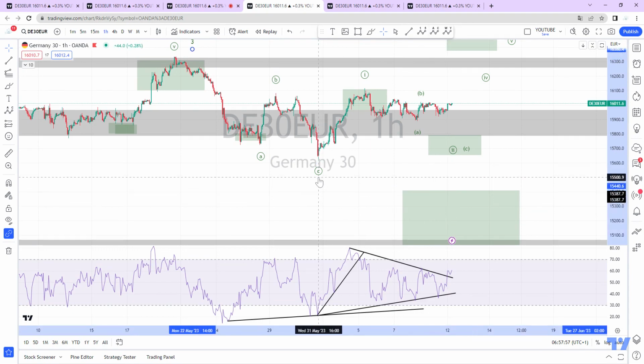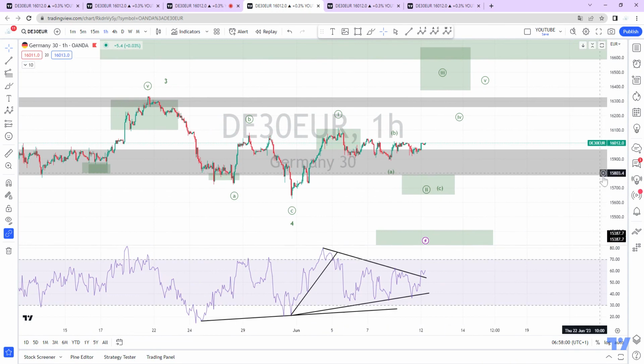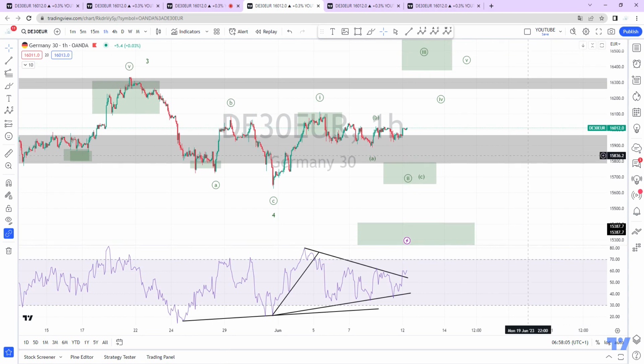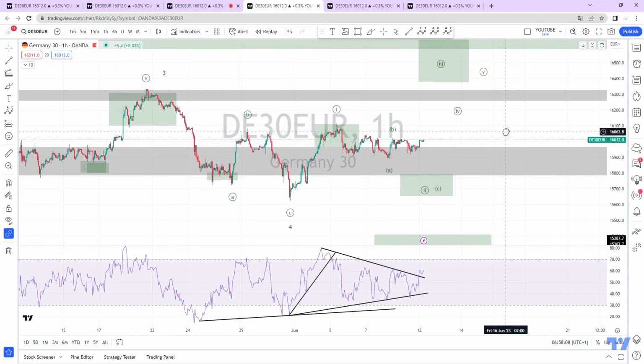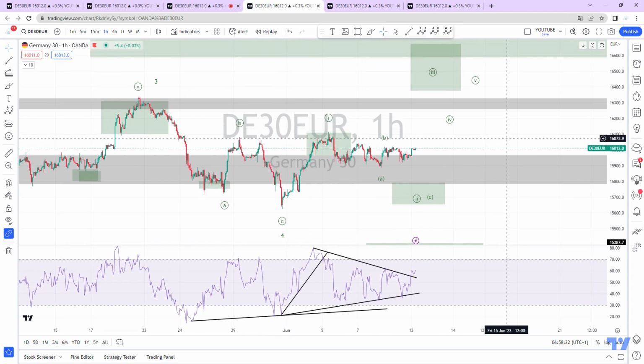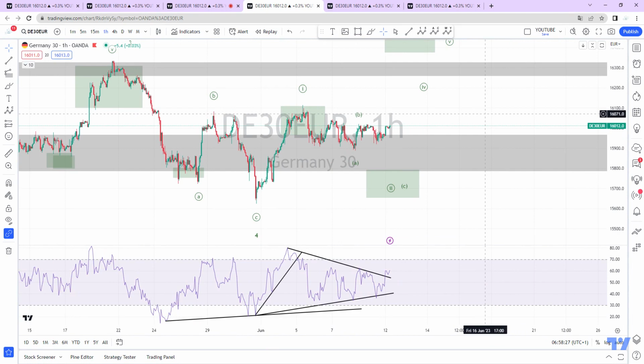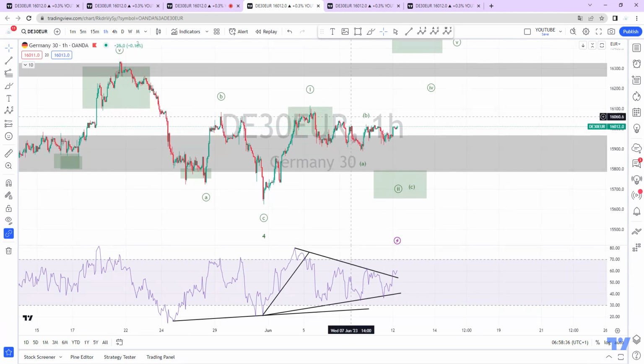So if our wave 4 low was in here, then we should start an impulse to the upside or wave 5. And so I believe this here is a wave 1. This is clearly impulsive. And then now we are doing a wave 2, I believe.